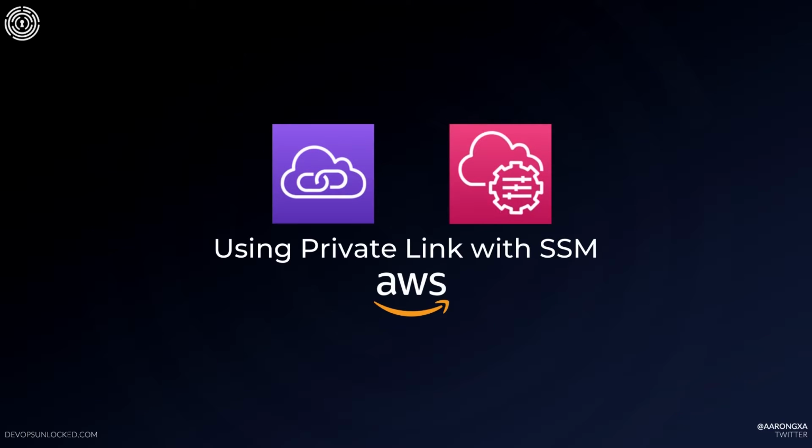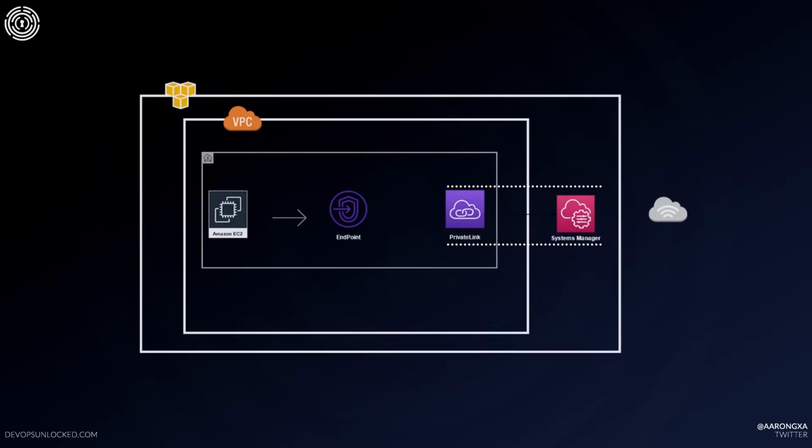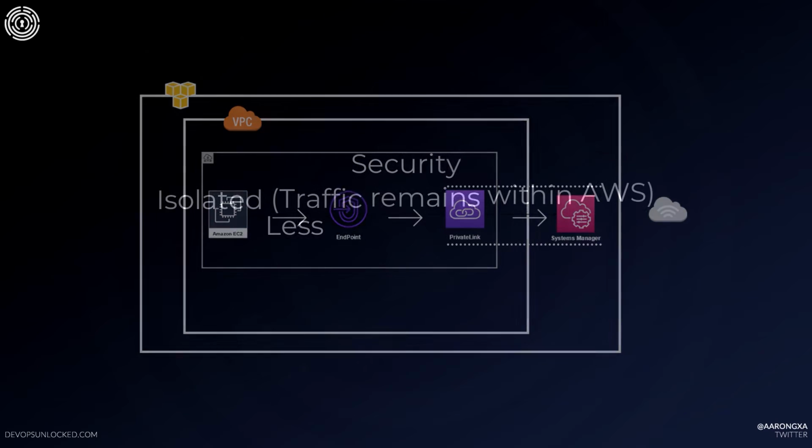Today we will be using PrivateLink in AWS to connect to our instances in Systems Manager. So here's an example diagram of what we are building today. If you go left to right, you'll notice we are deploying an endpoint / private link that will keep our traffic within the AWS ecosystem.